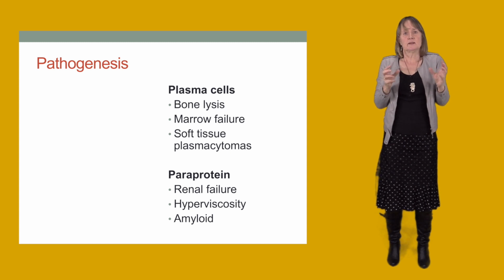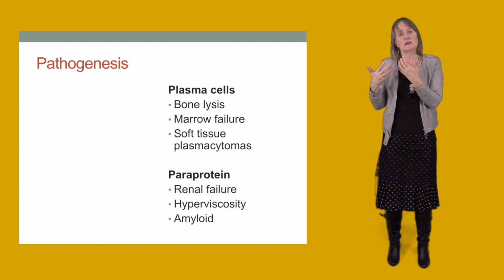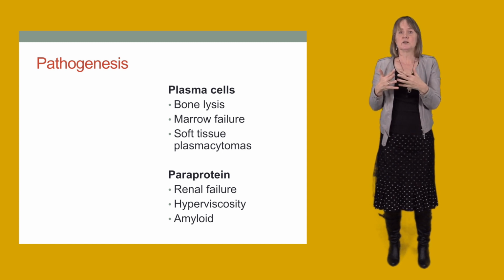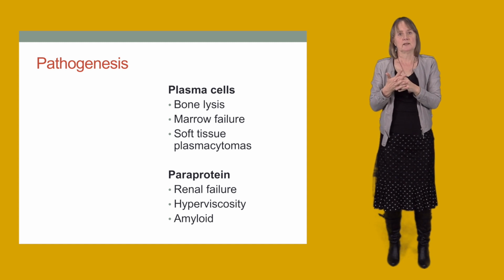cytopenias. Plasma cells accumulating in the bone actually interact with the stromal cells in the bone marrow to cause secretion of cytokines that cause lysis of bone. So the characteristic feature of plasma cells in bone is lytic lesions. And that can produce a lot of extra calcium, which can then result in hypercalcemia.